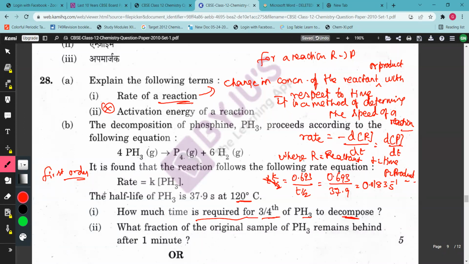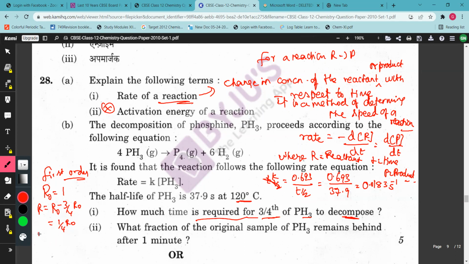Now, using K, how to calculate the time required for 3/4 of PH3 to decompose? Whenever they give a fraction, I have told you, you have to take R naught as 1. So what will be R? R will be R naught minus the amount decomposed. So 3/4 decomposed means 3/4 R naught has reacted. So how much is left out? 1/4 R naught is left out. So R will be 1/4 R naught. Normally in the rate constant expression we use only the left out amount in the denominator.